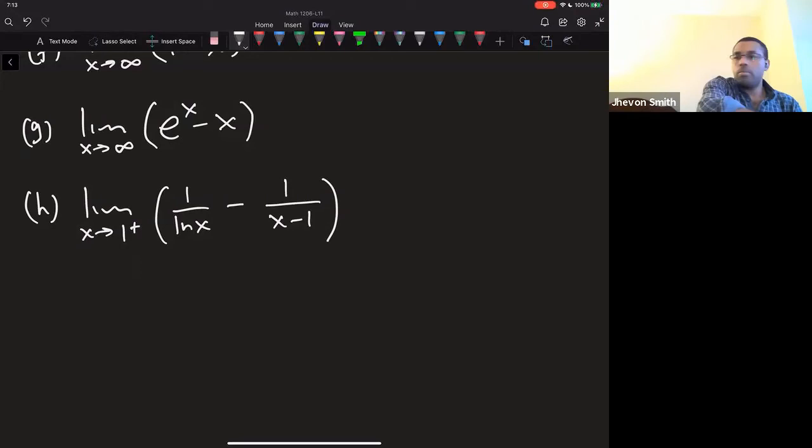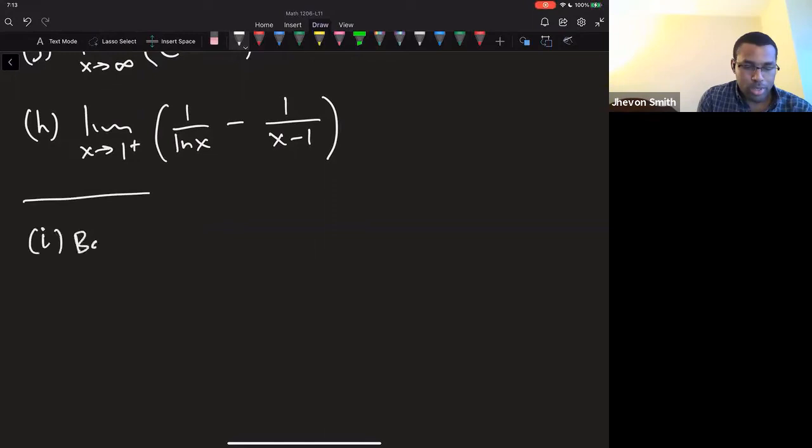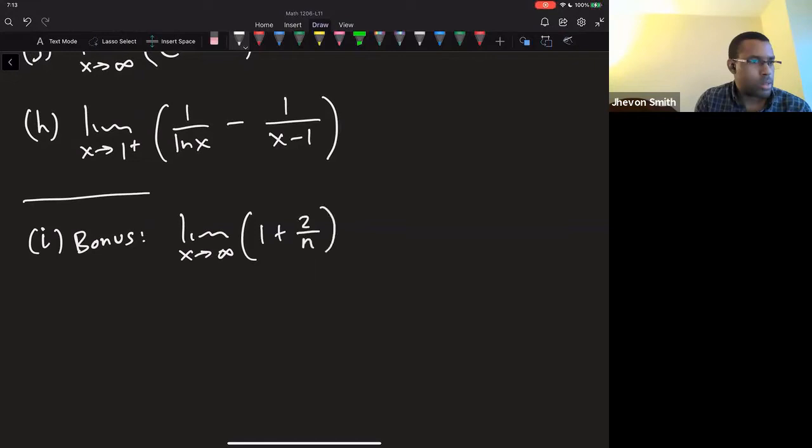Maybe while we're here, let me look this up. Oh, it was very similar to this one. I thought I'd put a different example. The bonus was the limit as n approaches infinity of (1 plus 2 over n) to the 5n. It was on test one bonus.